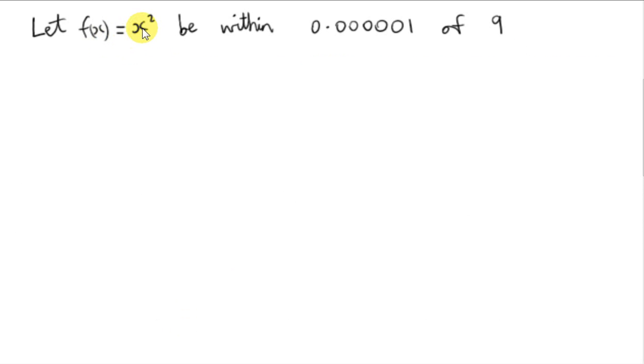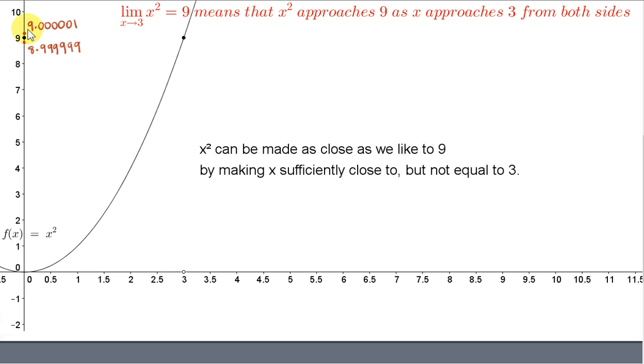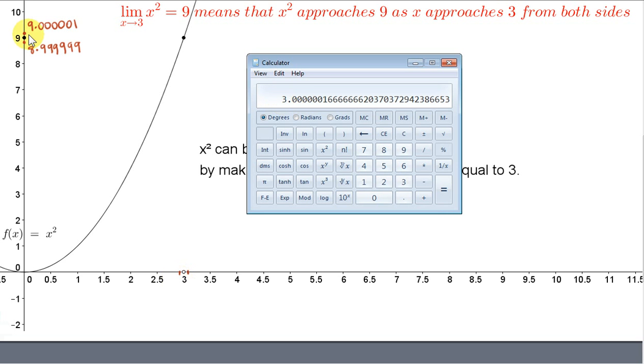Let's take this example. Let's suppose we want x squared to be within 0.000001 of 9. The idea is that we can always find two x values, both of which are not equal to 3, such that whenever x lies between those two values, f of x will lie between these two values. So I'm marking in the two x values corresponding to these two values of x squared. Neither of them is equal to 3. To get those x values, we just get the positive square root of these two values.